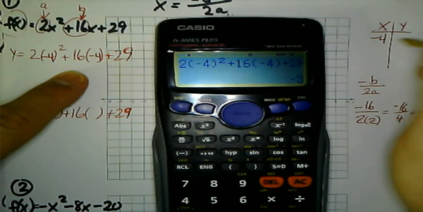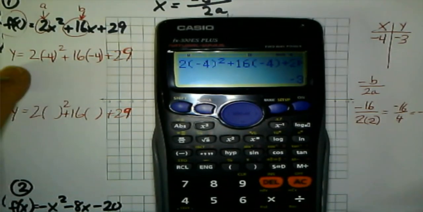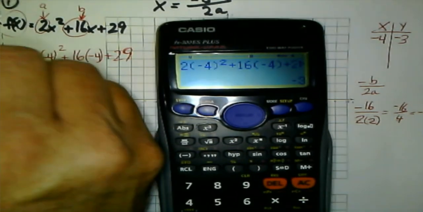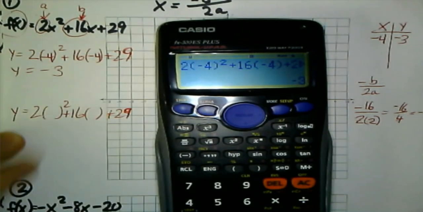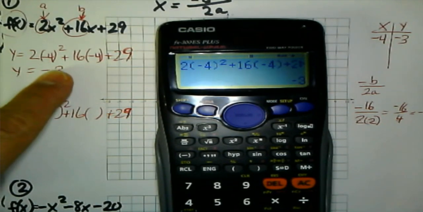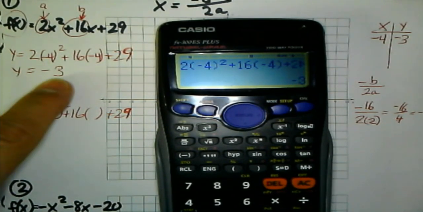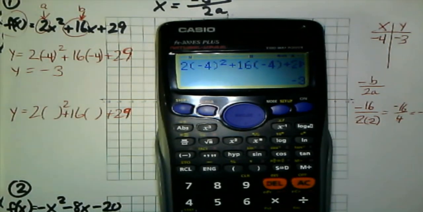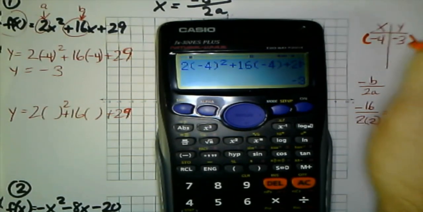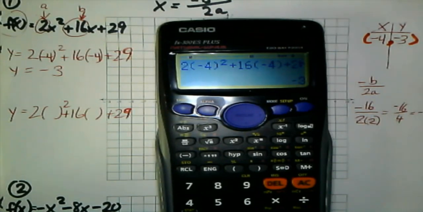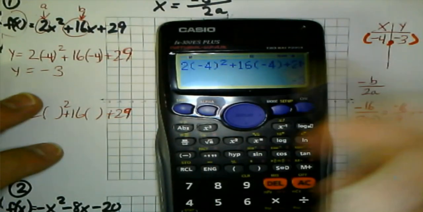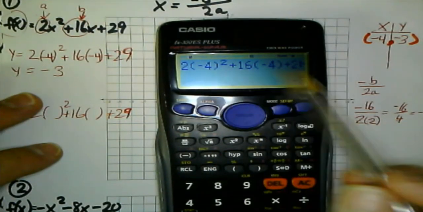That -3 goes right here. Why? Because it's the y value. Y equals -3. Where x is -4, y is -3. That's what this means. This is a little coordinate point. It's a coordinate point. That's all we did. Don't erase, because we need this equation.